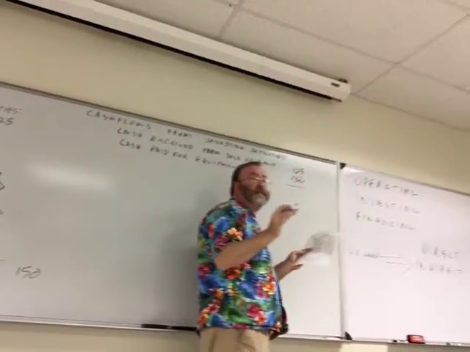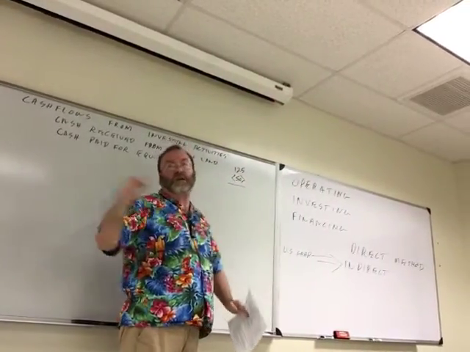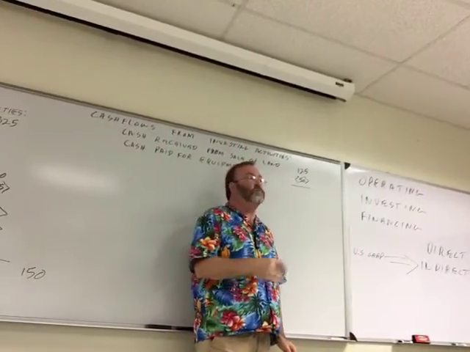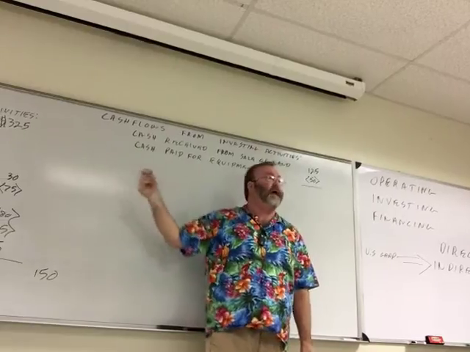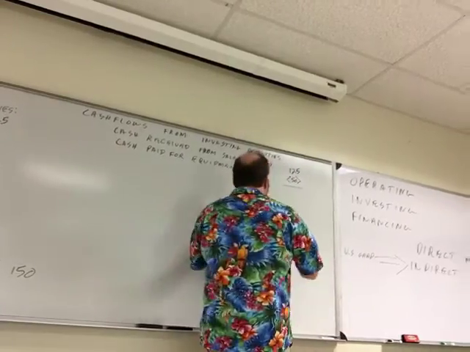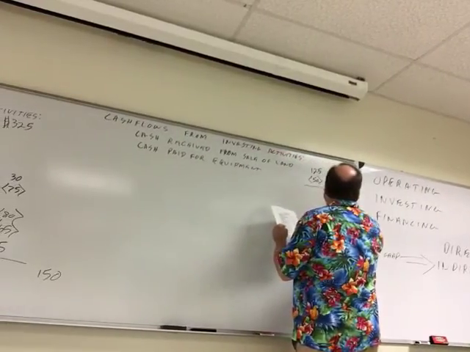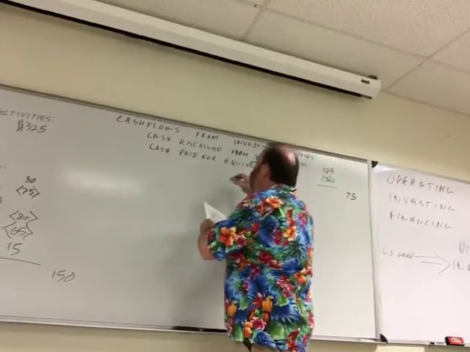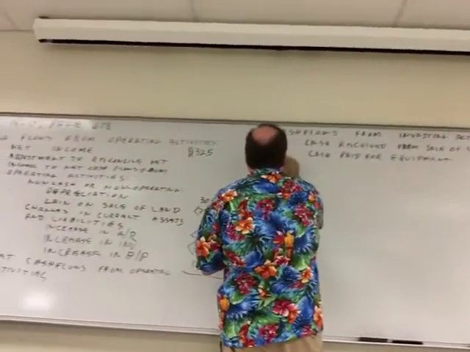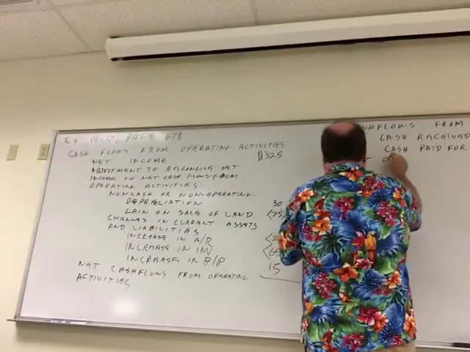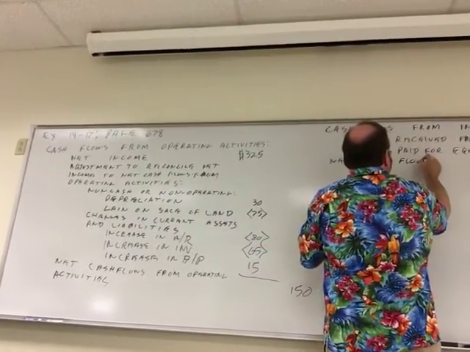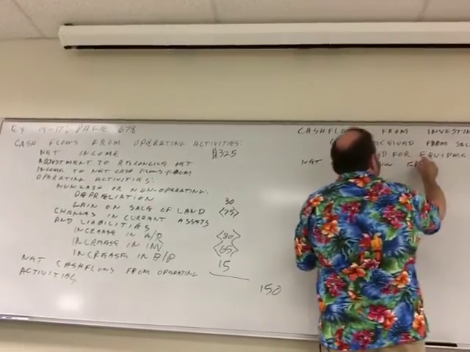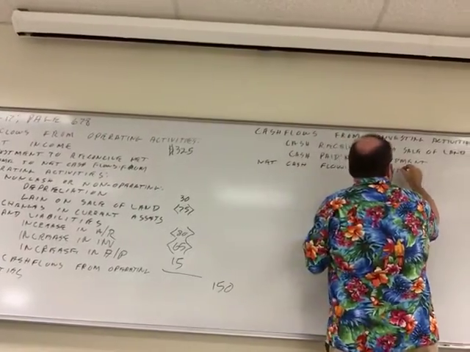That's it for the rest of the asset side of the balance sheet. Because the only other account that's on the balance sheet was the accumulated depreciation, and we also accounted for that back in the operating activities. So if you add these two numbers together, you get 75, which is net cash from investing activities.